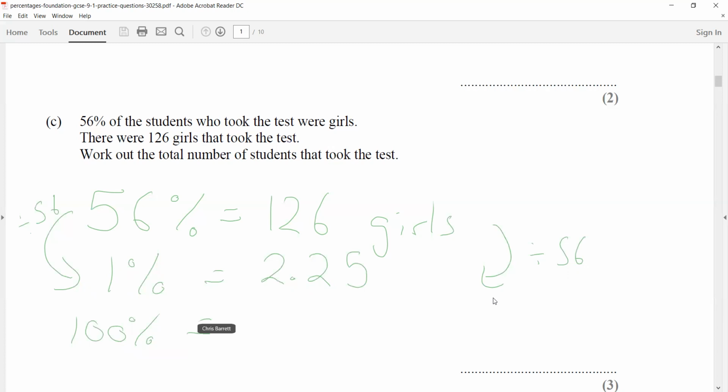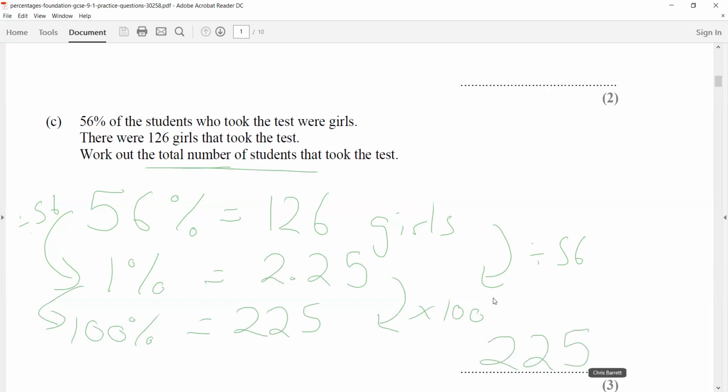Now that I know what 1% is equal to, I'm going to then work out what 100% would be equal to. So to get from 1% to 100, I need to multiply it by 100. Gives me 225 students. Okay, so I'm just going to double check, because do I actually need that 44%? So it says work out the total number of students. So actually, I didn't need to do that boys thing, but not a bad habit to get into, particularly as we start to think about ratio side of things as well.